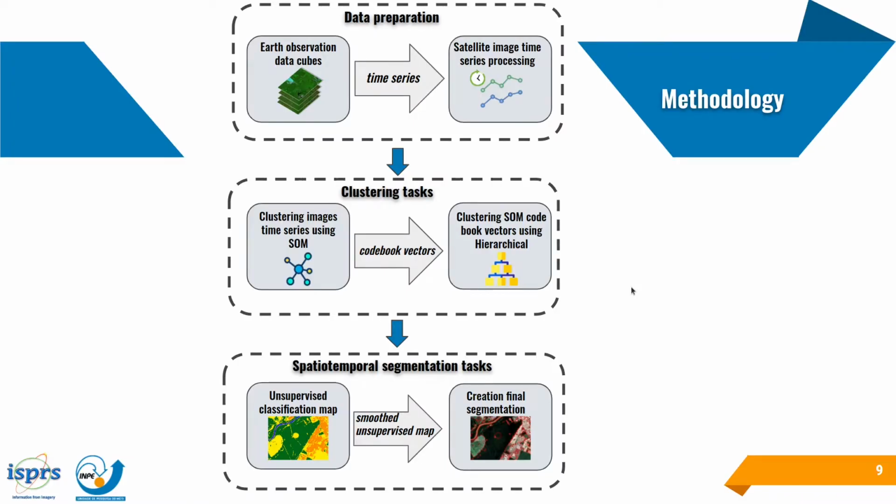The proposed methodology consists of extracting the time series from the data cube, processing the series to remove the influence of clouds, and performing clustering using the time series as the input of the self-organized map, which has as output some weight vectors, called codebook vectors, that serve as inputs to the next clustering, performed with hierarchical clustering, that defines the number of final clusters. From the definition of the final number of clusters, the unsupervised classification map is created, which goes through a process of spatial smoothing and generates the final segmentation.